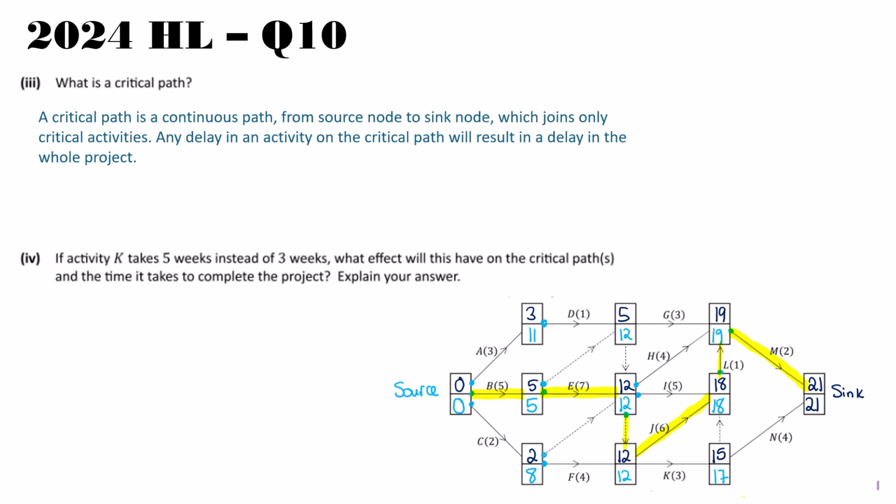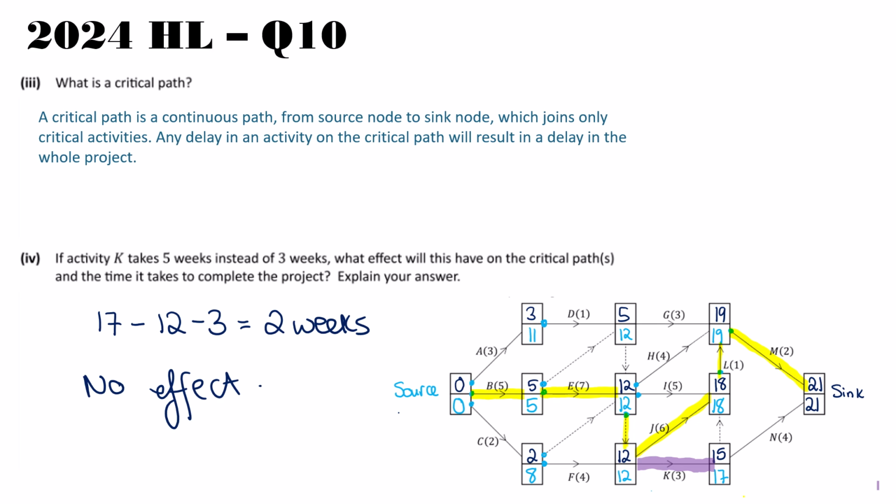So what we want to think about for K is, well, what is its float? What extra wiggle room does it have? So the float is going to be the latest finishing time minus the earliest start time minus duration, which gives 2 weeks. So because it has 2 weeks float, it's going to have no effect on the critical path. It's going to have no effect on the time. So it's not going to delay.